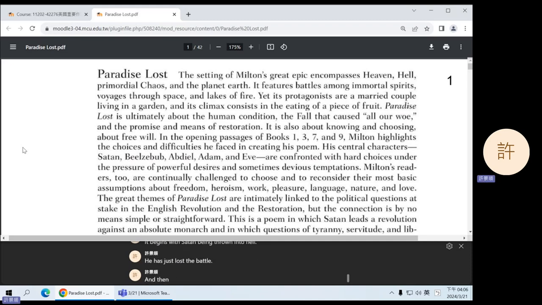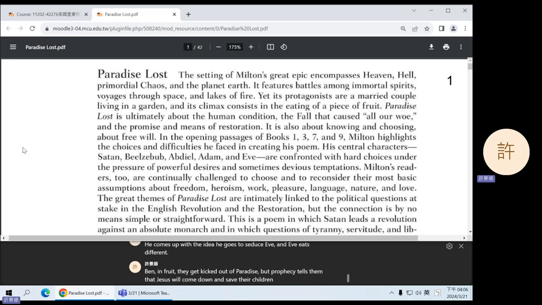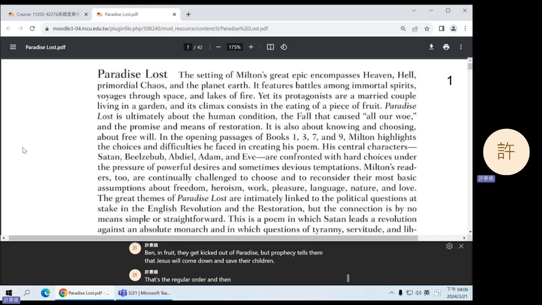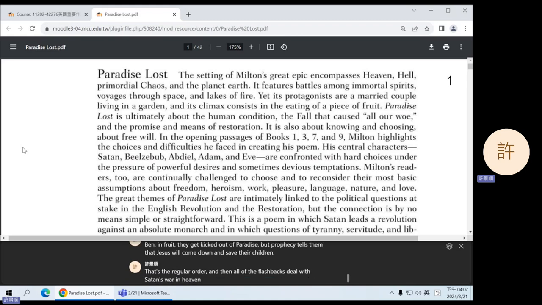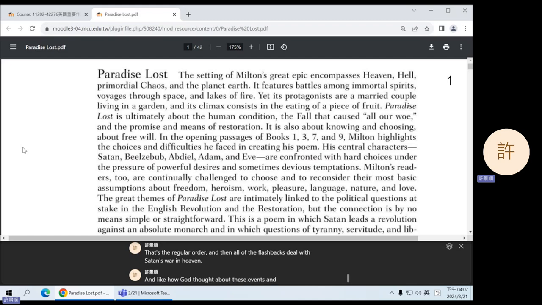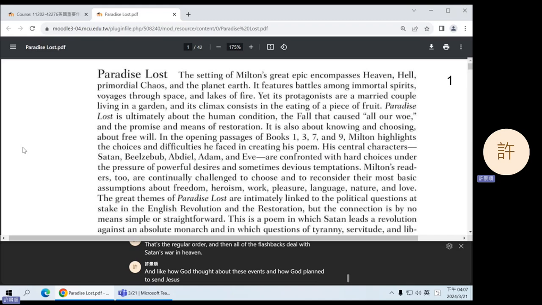And then the regular order of the poem is we follow Satan as he thinks about how to plan revenge. He comes up with the idea. He goes to seduce Eve, and Eve eats the forbidden fruit. They get kicked out of paradise, but prophecy tells them that Jesus will come down and save their children. That's the regular order. And then all of the flashbacks deal with Satan's war in heaven and how God thought about these events and how God planned to send Jesus later to save humankind.